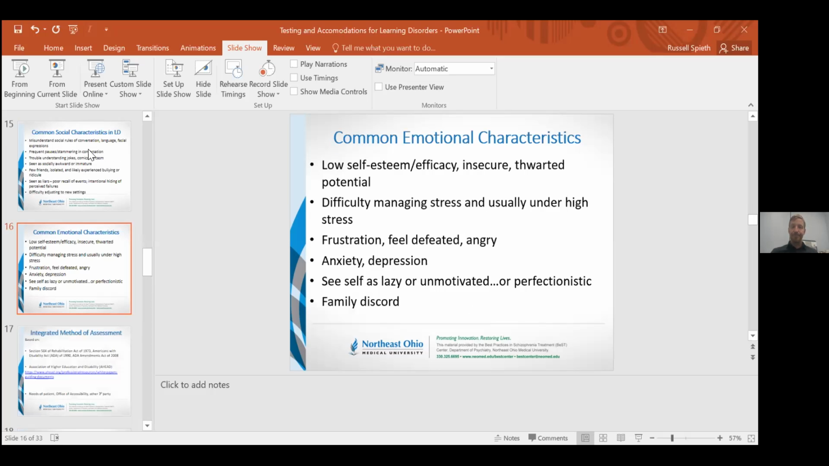Emotional characteristics: there can be low self-esteem and low efficacy, difficulty managing stress, and oftentimes they're experiencing a lot of stress, some frustration, anger, family discord. So there's a lot of things that can occur, especially think about children, and one of their main tasks at a certain point is being effective at school. And if they're not effective at school and no one understands why, that can be really harmful on a lot of levels.